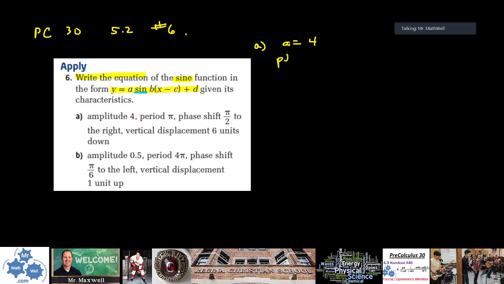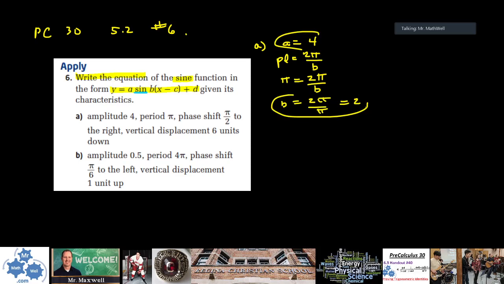The period is pi. So period length, which is actually 2 pi over B, we know that the period is pi. So that means I can solve for B here. So B is 2 pi divided by pi, which equals 2. So A is 4, B is 2 here.